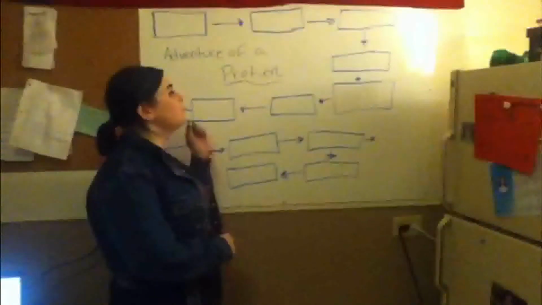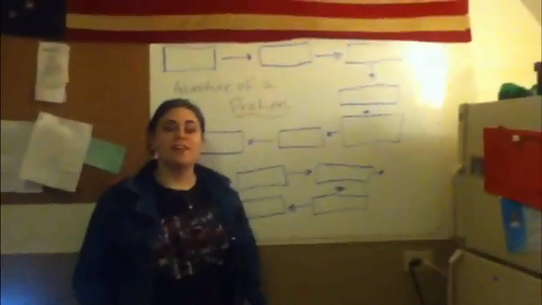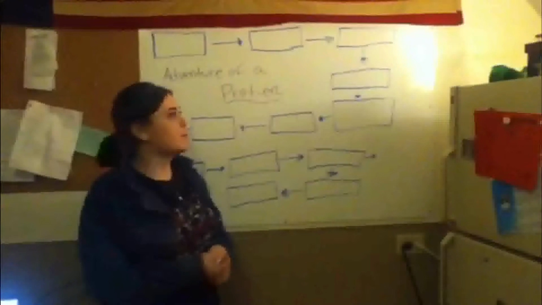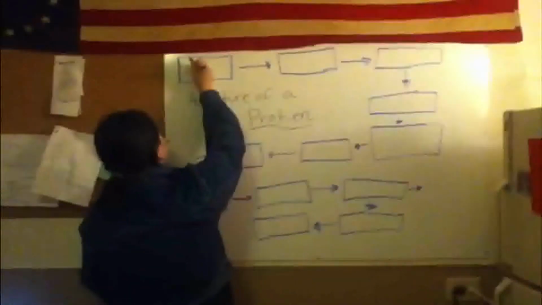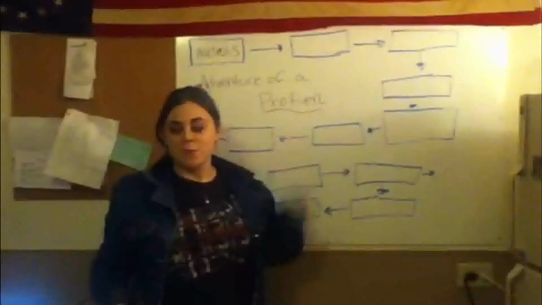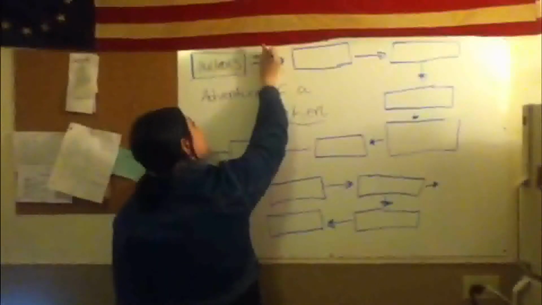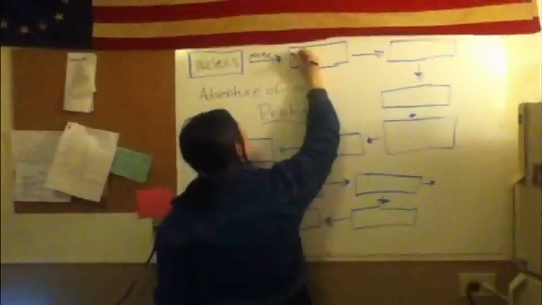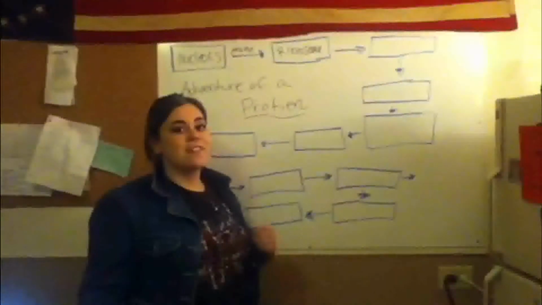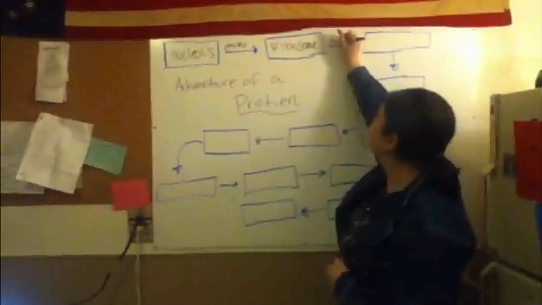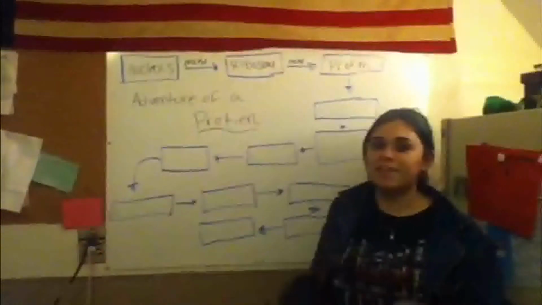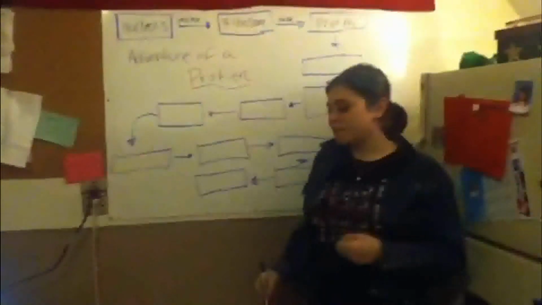So, as you can tell from the board, I'm going to give you a little example of the adventure of a protein and how some of the organelles are actually connected to each other. So first what starts off is we have our nucleolus, which actually makes ribosomes. And these ribosomes are the things that make proteins. These proteins are what actually gives the cells their energy.